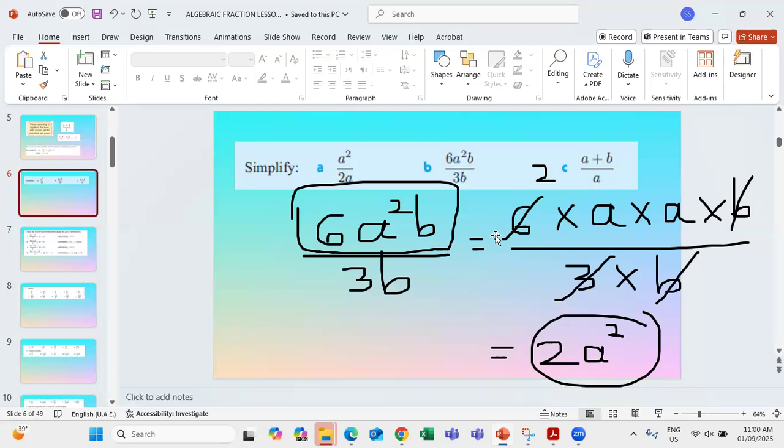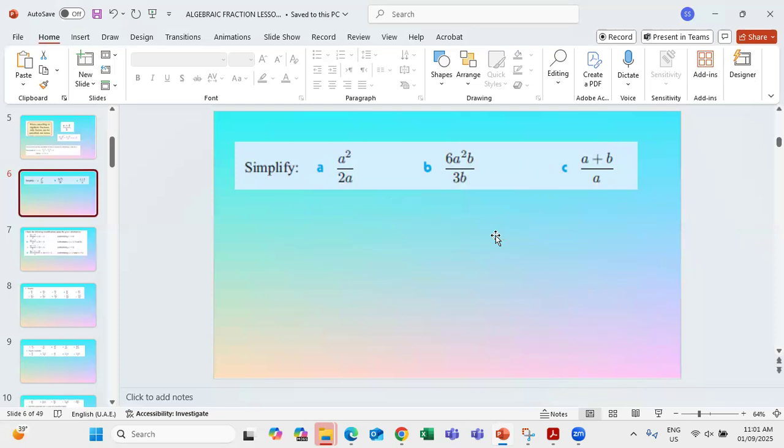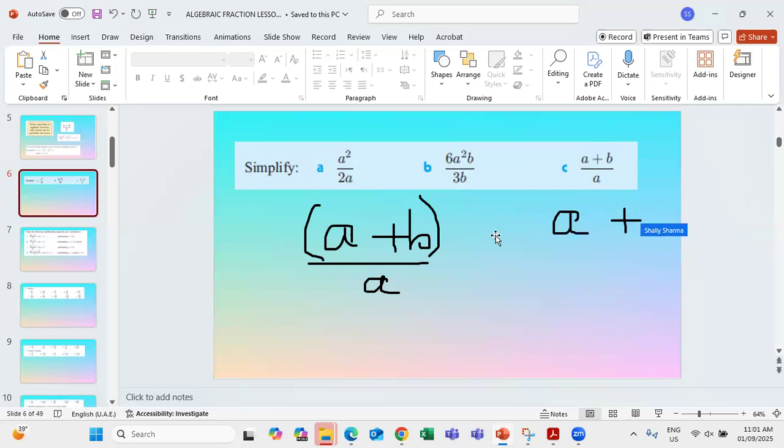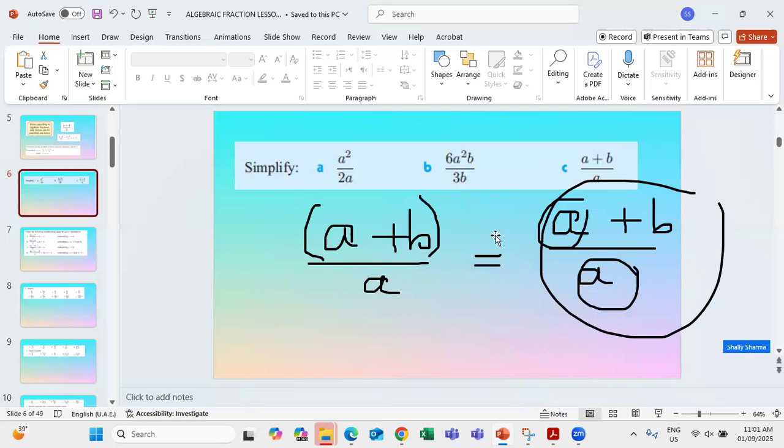If I look at the next question, a plus b over a. Now this is one factor. This factor has two terms. One is a and one is b. So I cannot cancel a term by another term here. So this is the most simplified form. You cannot do any further simplification. This is the answer.